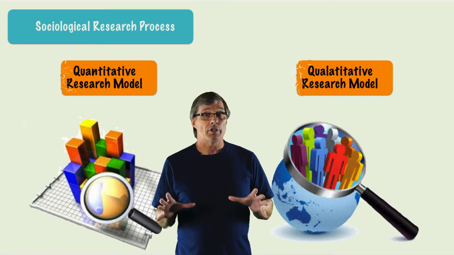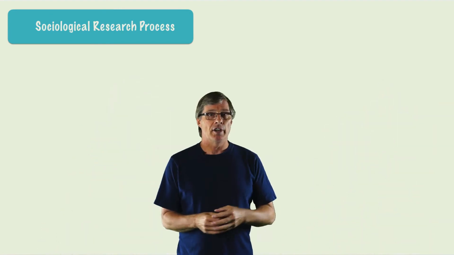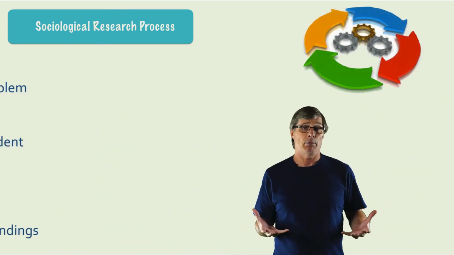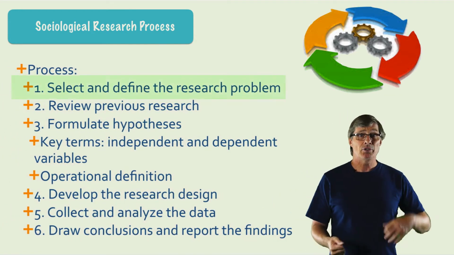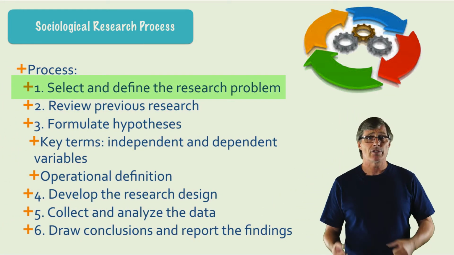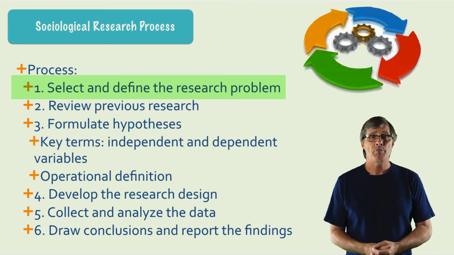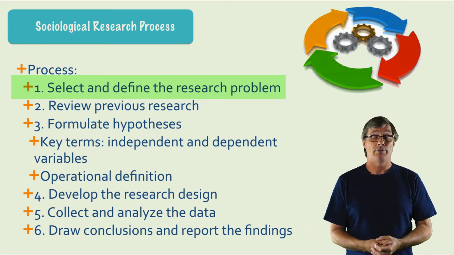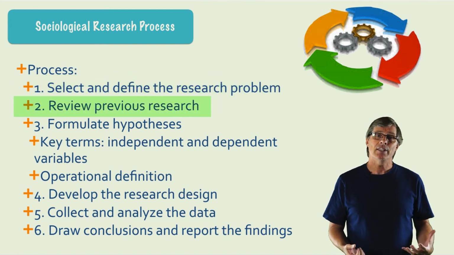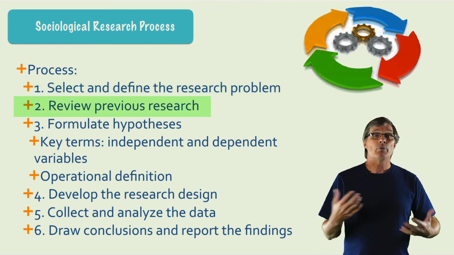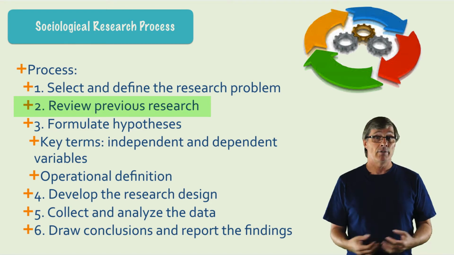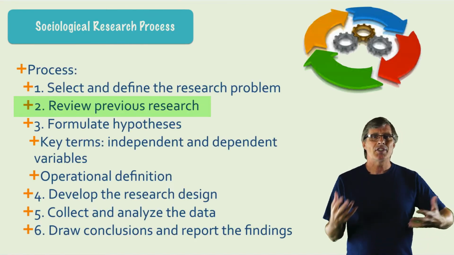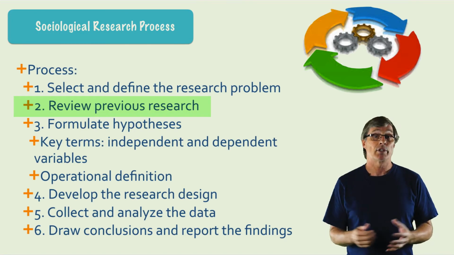Quantitative research model. Now we're going to go through the stages here, and one of the first things they do is they select and define the research problem. Now that's not always easy to do, so they consider their personal experience and social issues that occur around them, and they ask lots of questions to try to narrow down their topic, if you will, for research. Secondly, they review other research that has been done in the area of their interest. What's been done before? This assists them with narrowing down topics further.